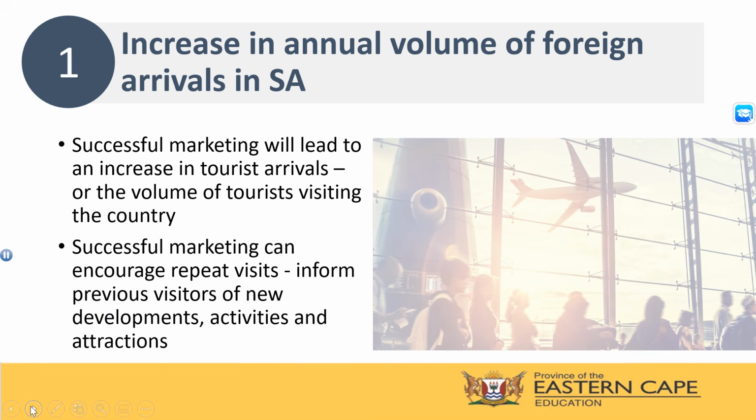And the first bullet that comes up on your screen is successful marketing will lead to an increase in tourist arrivals or the volume of tourists visiting the country. Now that is exactly the meaning in this case of the word volume. We want to increase the number of international tourist arrivals visiting the country. So we're busy with the first of the key objectives, and that is to increase the number of tourist arrivals, the volume of tourists visiting our country.